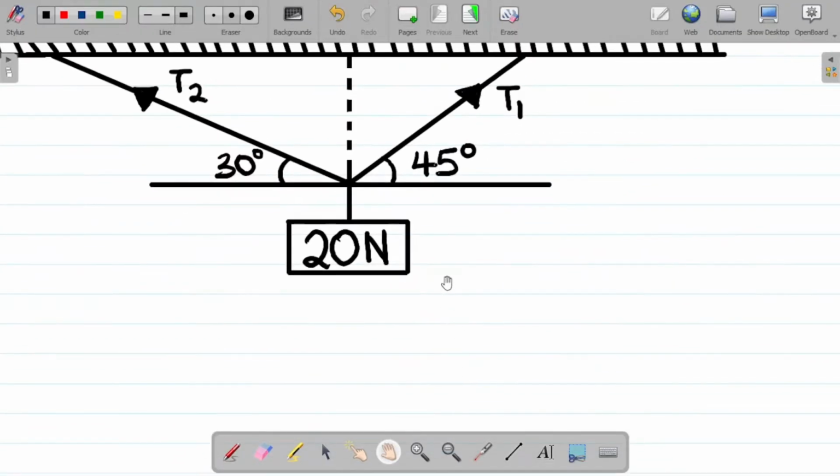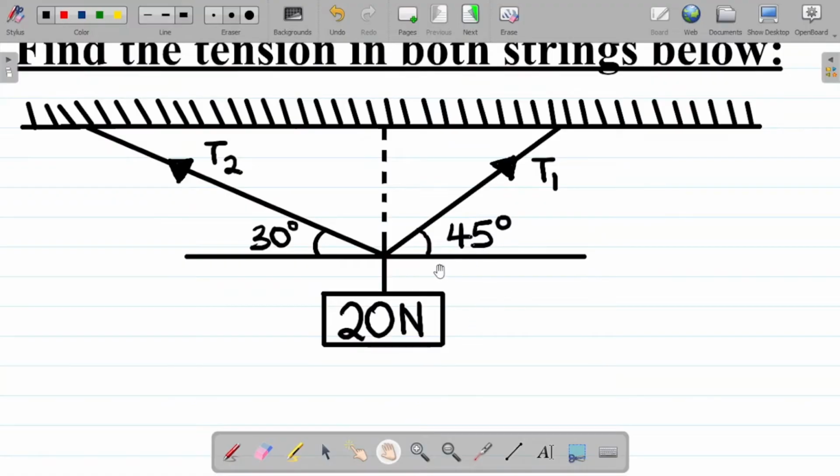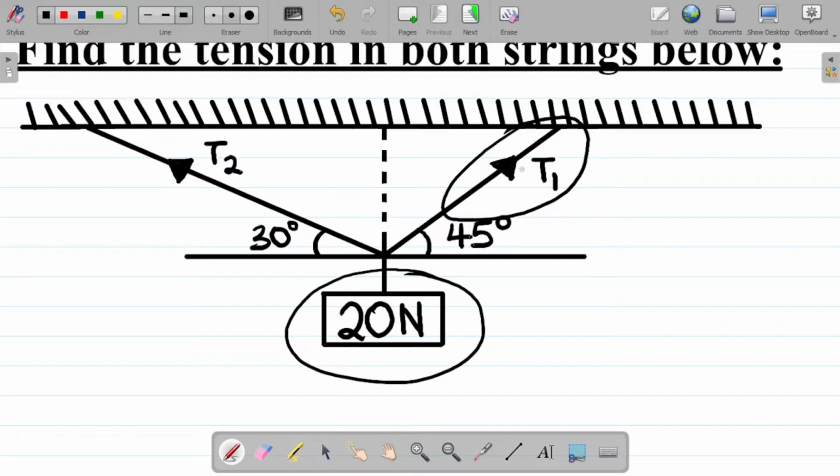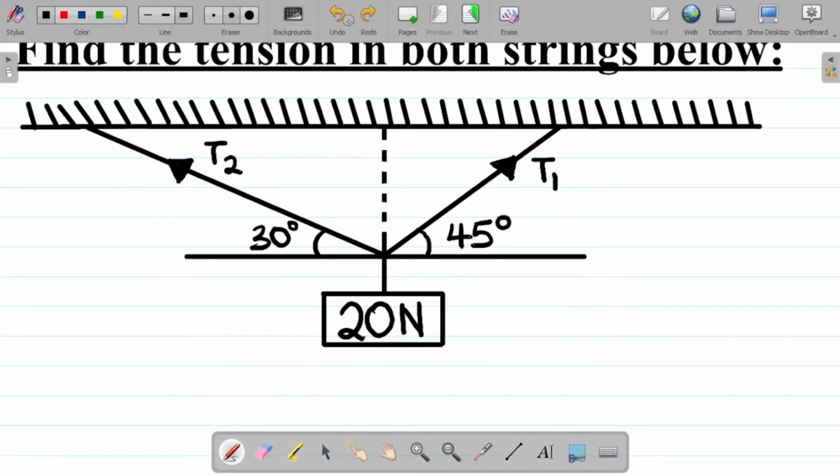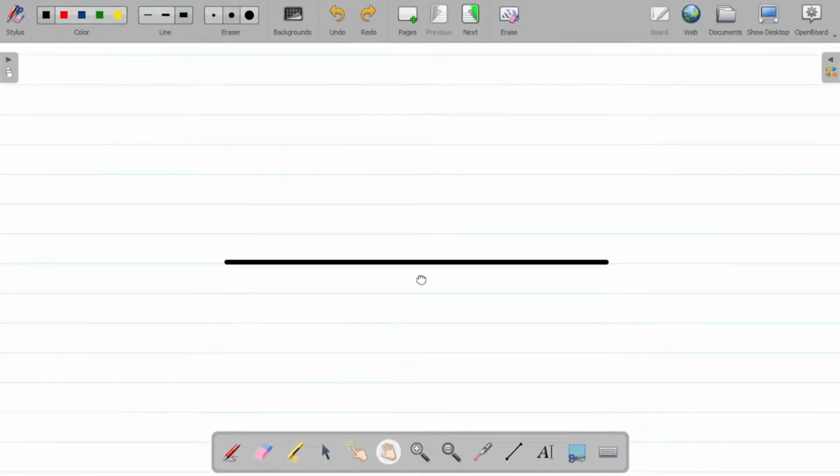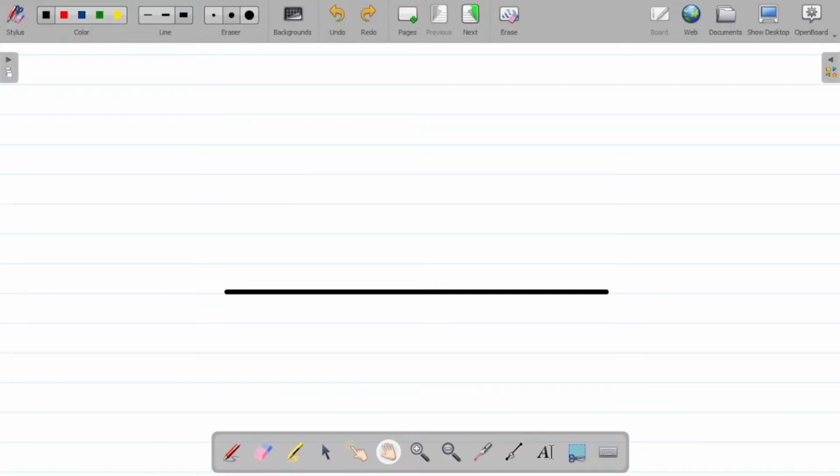For this one, if you look at this diagram, we have just three forces acting. The first force is your 20 Newton, which is your weight. The second force is the force on the string, which is called a tension, that's T1. And the third force is the force acting on string 2, which is T2. So these are my three forces. These three forces will be represented in this diagram here. So I'll bring this here like this.